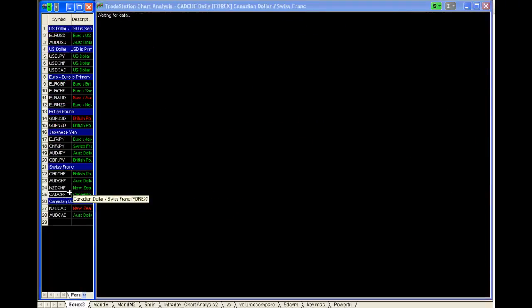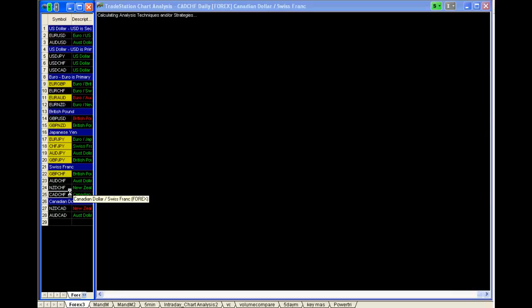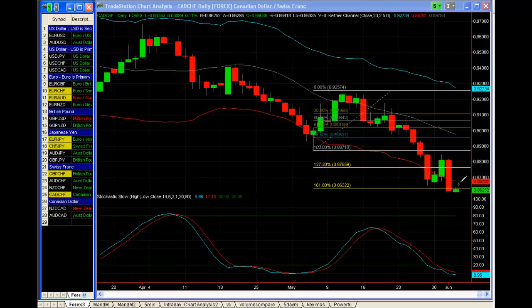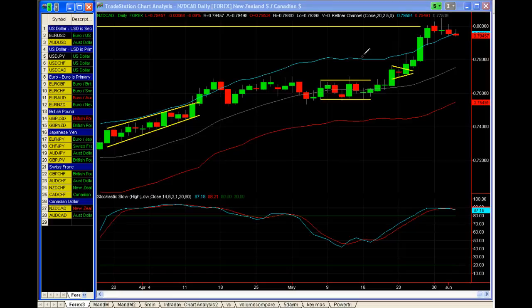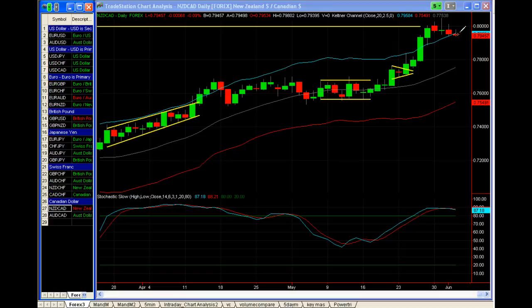Here is the Canadian dollar versus the Swiss franc. Okay, and this is tagging, actually, it is exceeding the 162% external retracement of this swing, but big expansion candle, watch for consolidation there.